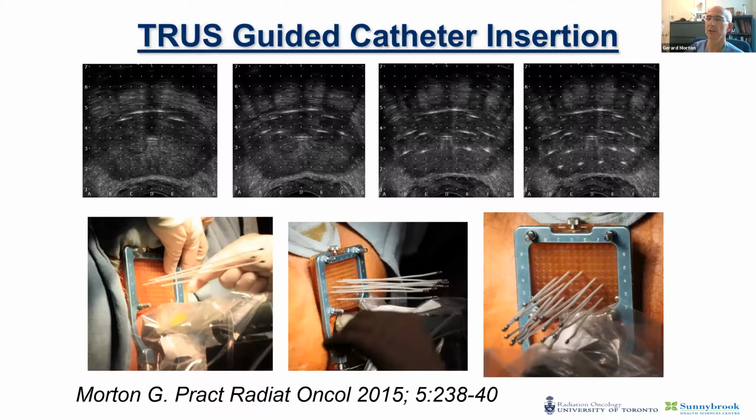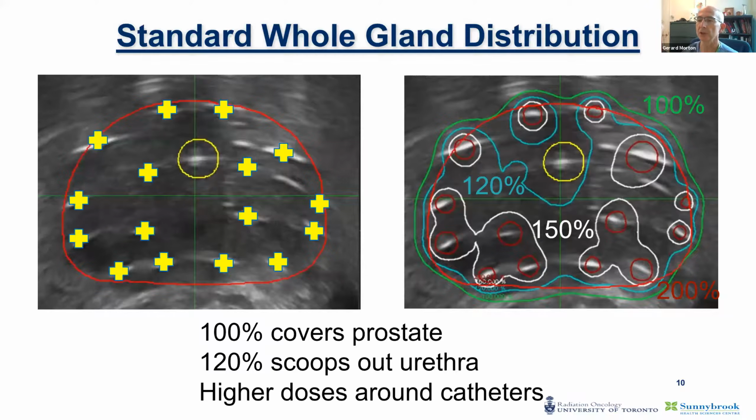These are just images taken through the procedure, starting anteriorly with the anterior rows, working backwards. As you can see, this would be our third and final row. The length of time to insert these depends on the experience of the operator, but often this can be done in a matter of 10 to 15 minutes. And this sort of distribution of catheters usually gives quite a nice dose distribution, as you can see.